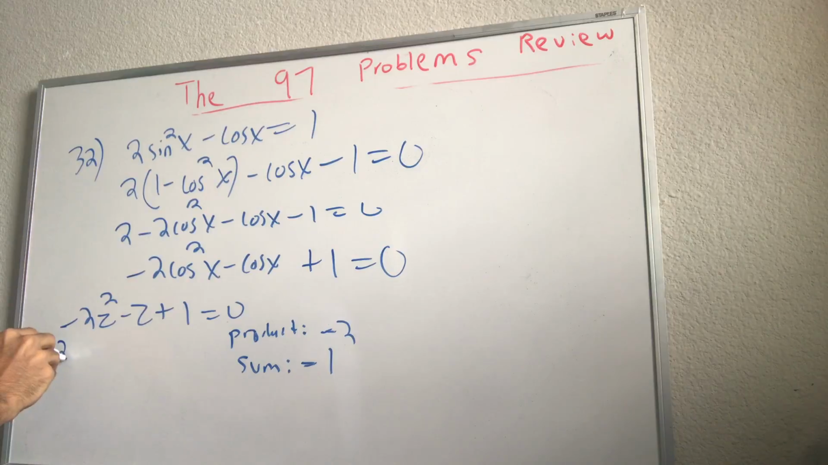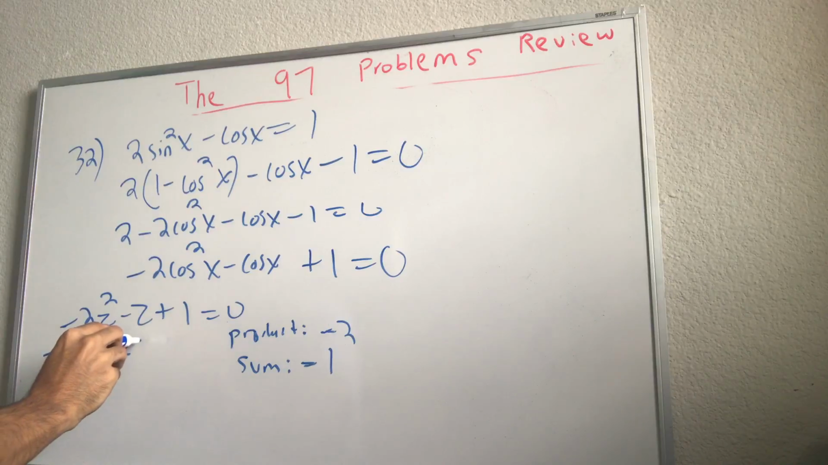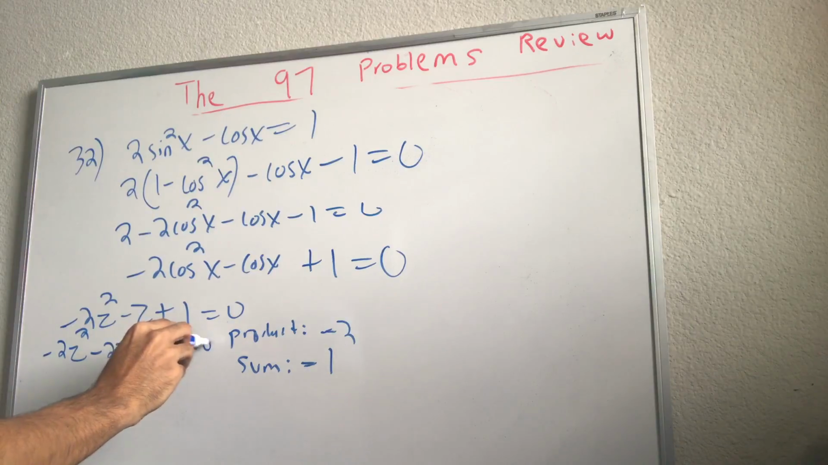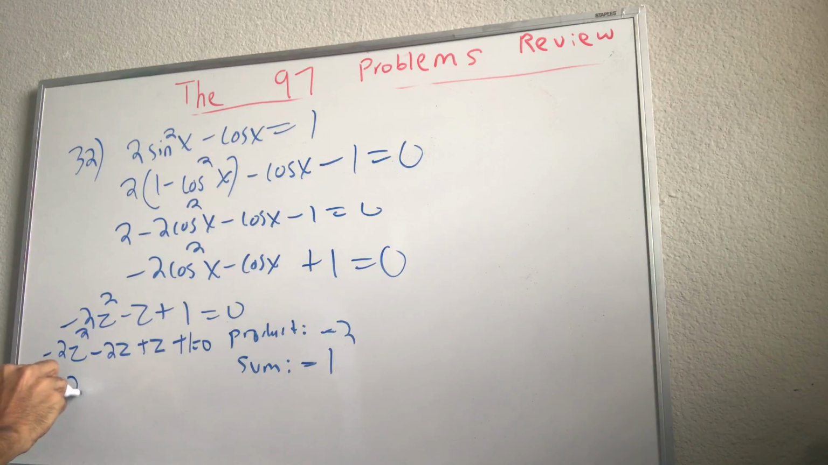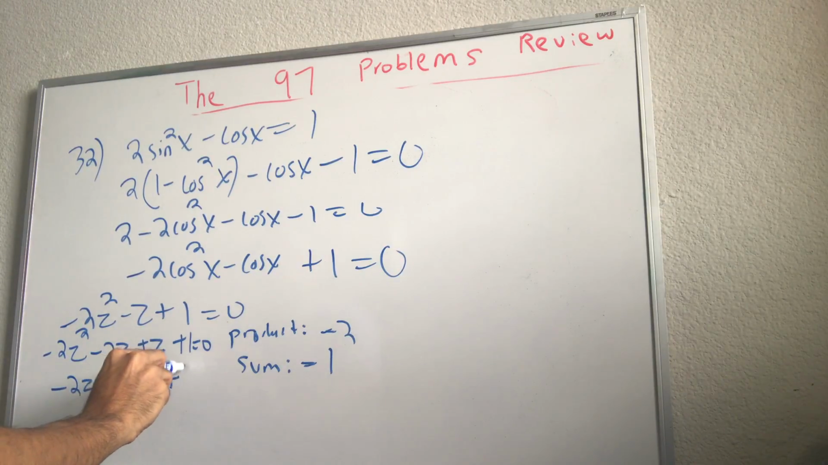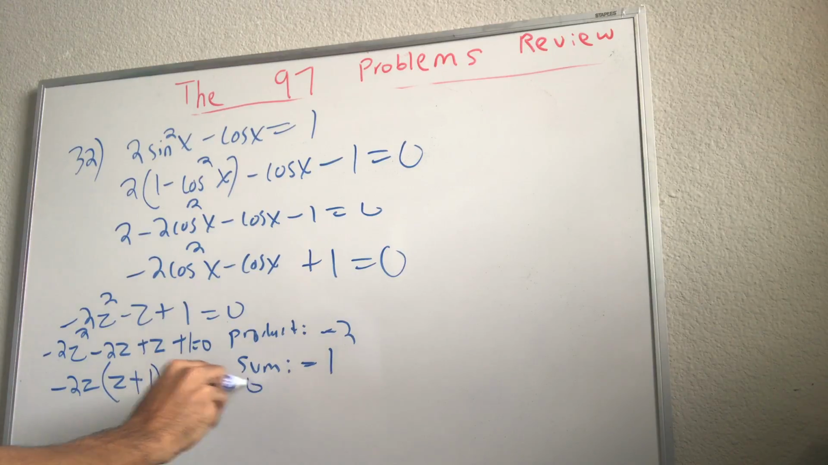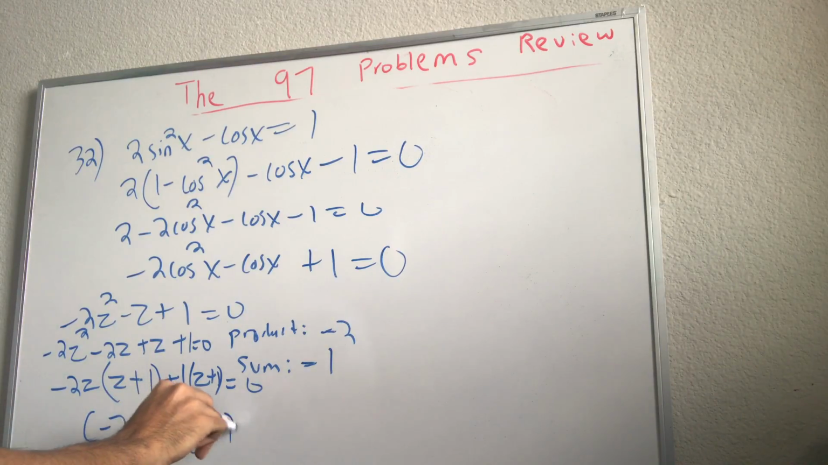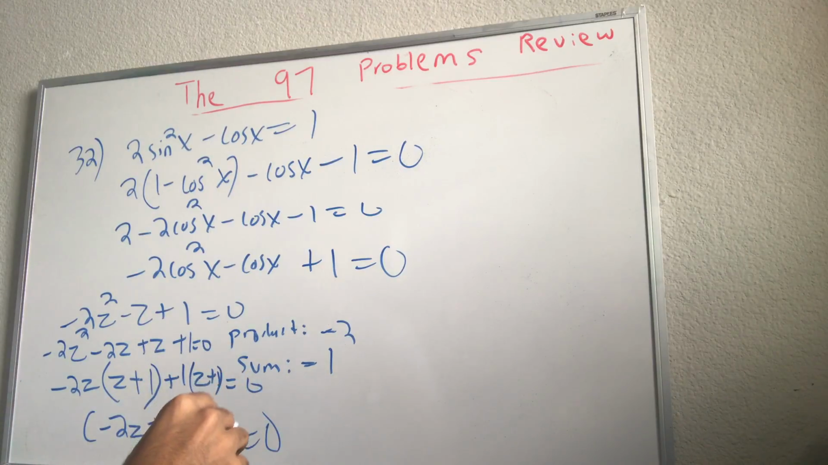And so we can write this as negative 2z squared minus 2z plus z, and then plus 1 is equal to 0. And so we can obviously factor this out now. So we have negative 2z times z plus 1, and then we have plus 1 times z plus 1. Now that is equal to 0. So this becomes negative 2z plus 1 times z plus 1 is equal to 0. So this is what we have over here.